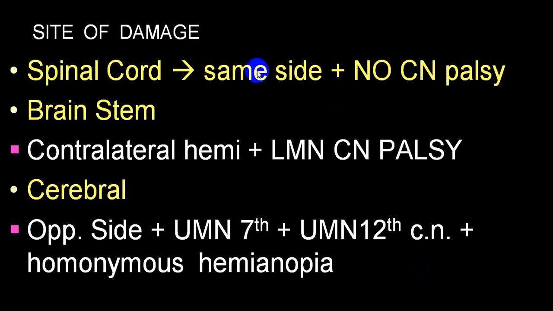Spinal cord: same side, no cranial nerve palsy. Brainstem: contralateral hemiplegia, lower motor neuron cranial nerve palsy on the side of the damage. In cerebral lesions: opposite side with upper motor neuron, lower half of the face on the side of hemiplegia, and upper motor neuron 12th cranial nerve, particularly genioglossus, of the opposite side, with homonymous hemianopia if there is damage in the internal capsule.